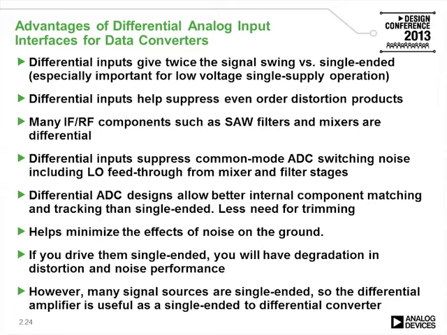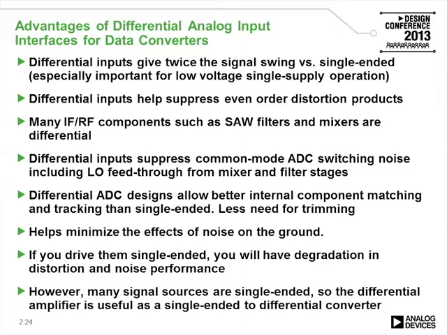Some other happy things happen. For instance, the differential input tends to suppress even order distortion products, and noise that's coupled into both phases of the signal becomes a common mode signal and gets taken out in the conversion process. Many components, especially in the RF and IF field, tend to be differential by nature. Filters and mixers are two examples. So it may be more convenient just to keep the whole signal chain differential rather than go from differential to single and back up to differential.